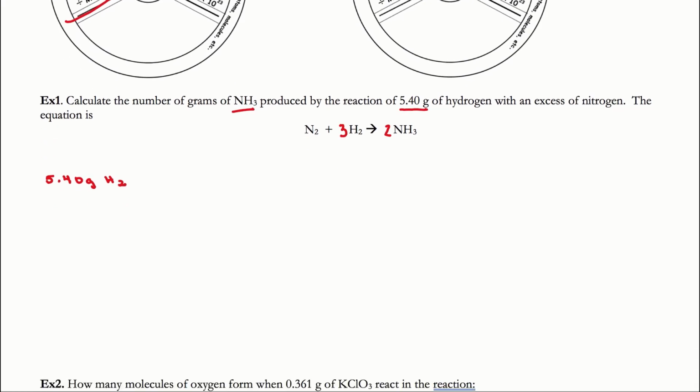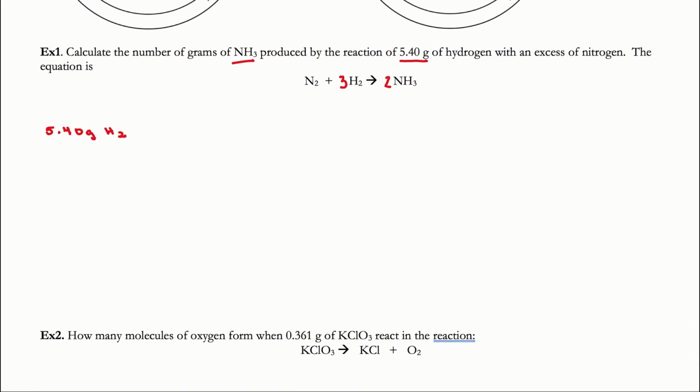Okay, so let's actually do that. So I have 5.40 grams of hydrogen. I'm going to put grams of hydrogen on bottom, and I'm going to put moles of hydrogen up top. I'm not going to plug in anything yet. I'm going to just keep going. I don't want to stay in moles of hydrogen because I'm concerned about NH3. So I'm going to put moles of hydrogen on bottom, and I'm going to put moles of NH3 up top now. Okay?